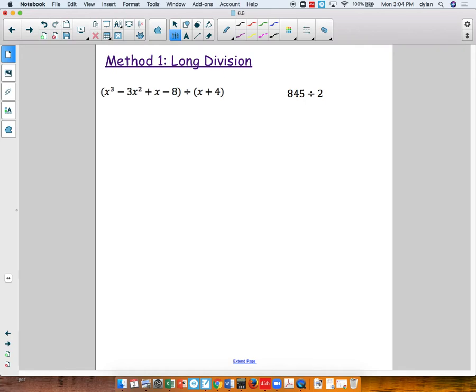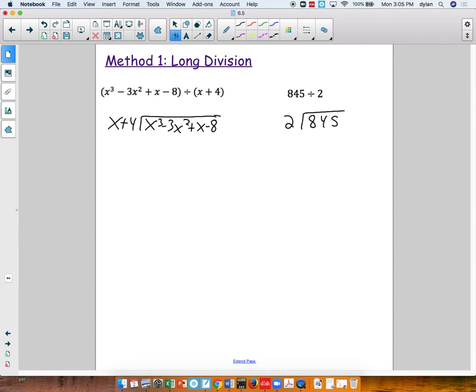I've got two examples here. One that's polynomial long division, and one that is simply long division from way back when you were much younger. I want to go through these side by side so that you can see that they're actually exactly the same thing. So let's start by setting these up in long division form first. We've got x plus 4 on the outside, and then we're dividing x cubed minus 3x squared plus x minus 8. We're dividing that all by x plus 4. And that's similar over here. We're going to be doing 845 divided by 2 so that you can see how these two things match up.